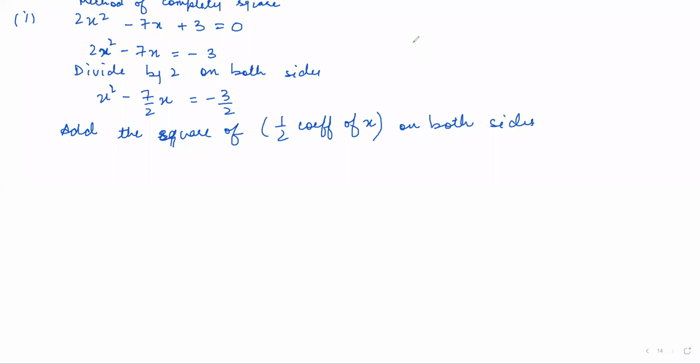So the coefficient of x is actually minus 7 by 2. Its square will be how much? Sorry, its half will be how much? Minus 7 by 4, right? And then you have to add its square. Understood? So this term you have to add. Getting it? So you will add to x square minus 7 by 2 x, and this you have to add on both sides.